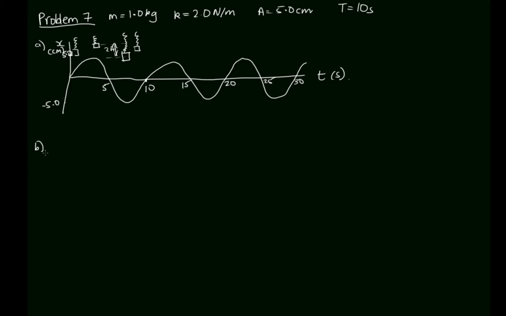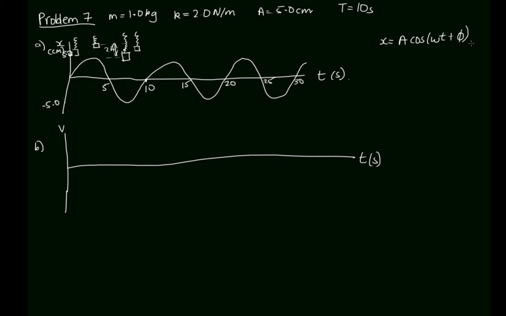Okay, and then in part B of the question, we're asked to sketch a graph showing the velocity versus time graph for the motion. So we're going to want to put velocity up here, and we can put the time here. Now, we can actually work out what the velocity is going to be, because we know that for simple harmonic motion, x is equal to a cos(omega t plus phi), and so the velocity is equal to minus a omega sin(omega t plus phi).